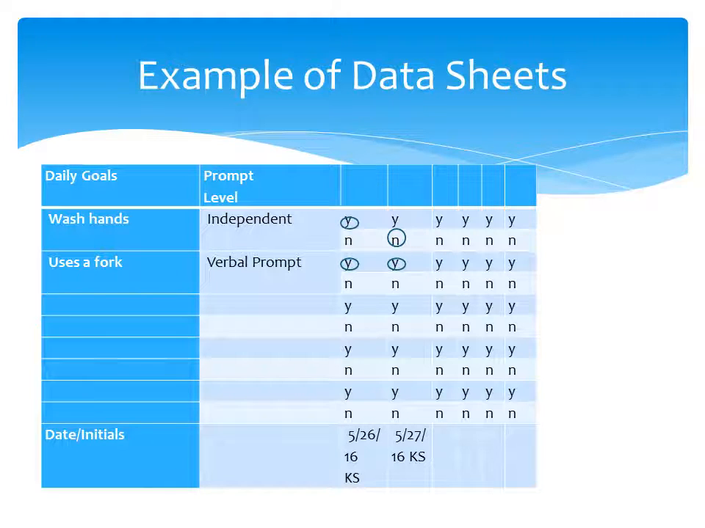For the second goal, it says that the child will use their fork, but you're allowed a verbal prompt. So you can tell the child, use your fork, and as long as the child used their fork after you told them, you can mark yes.